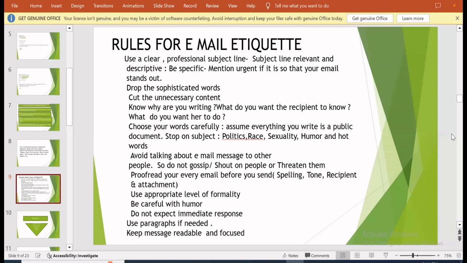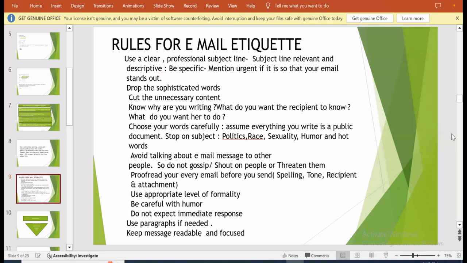Be careful with humor, because humor is personal and it is geo-specific. That means what is humor to a Punjabi may not be humor to a Bihari or Maharashtrian or Tamilian. You may think it is just humor, but it is not humor. It will hit the heart. Do not expect an immediate response. Whenever you are sending an email, do not expect that the person will immediately open and reply.